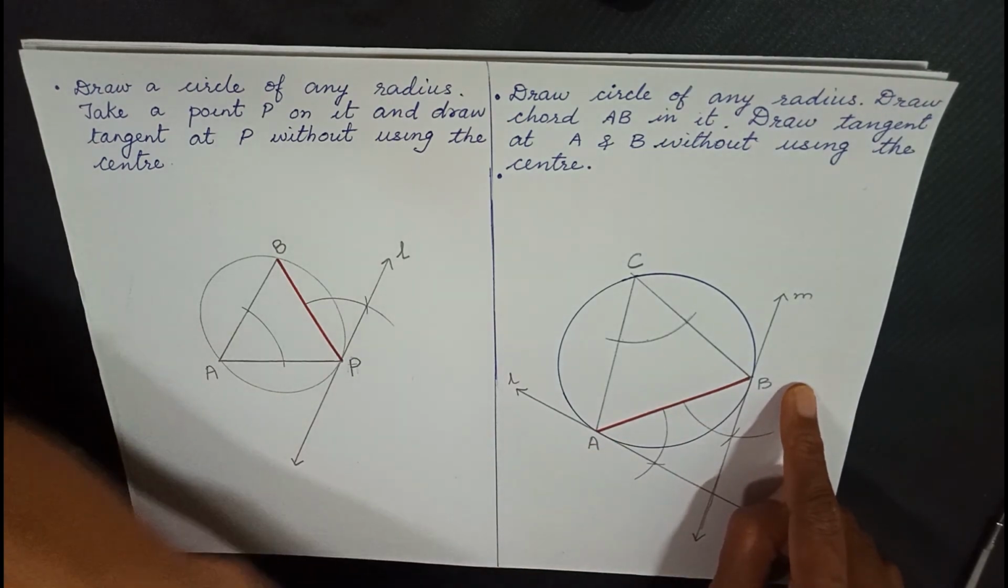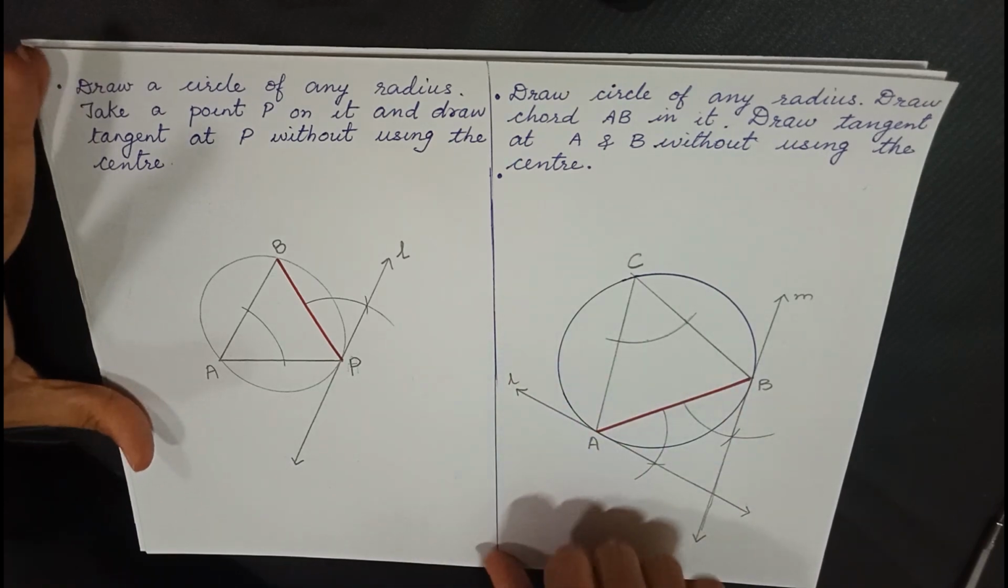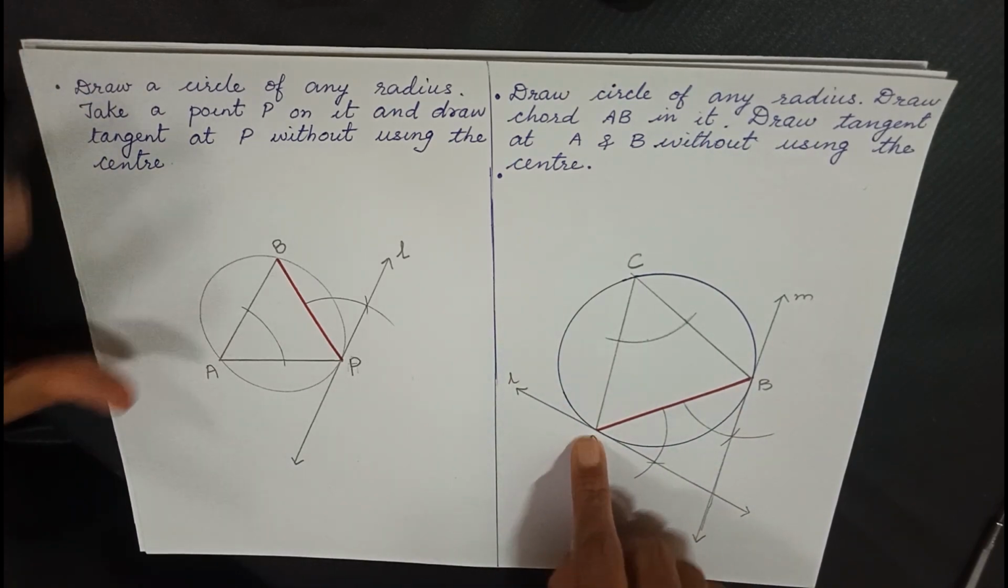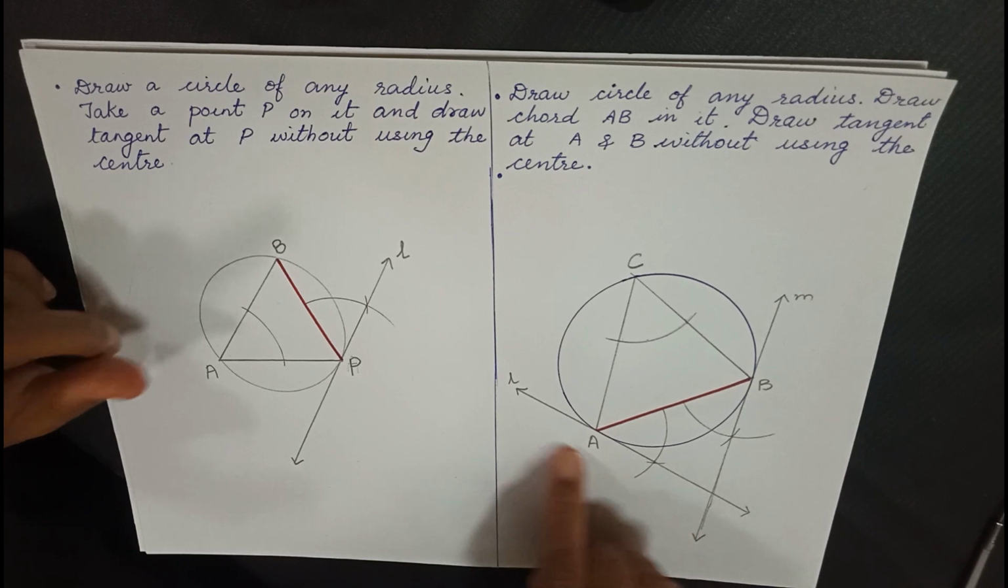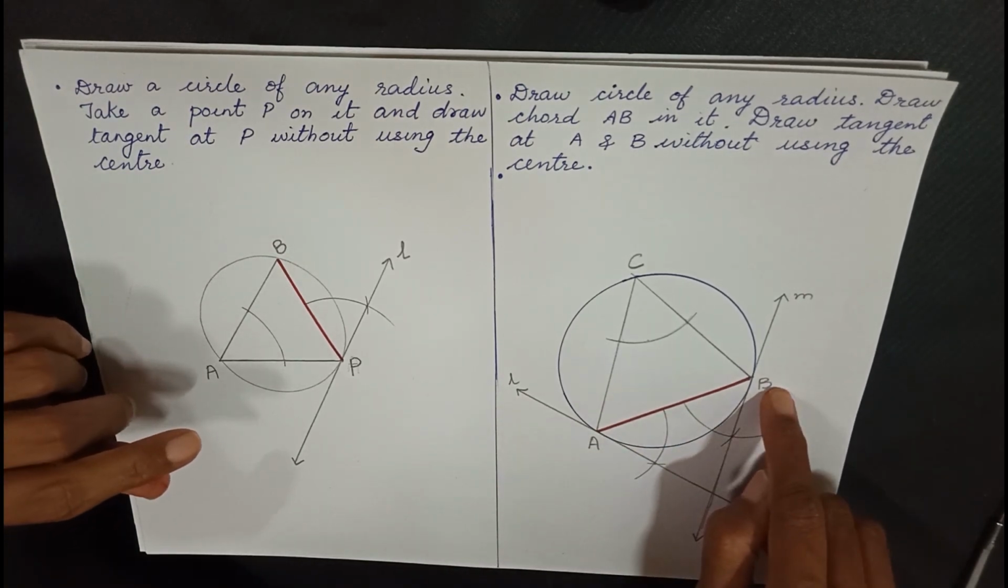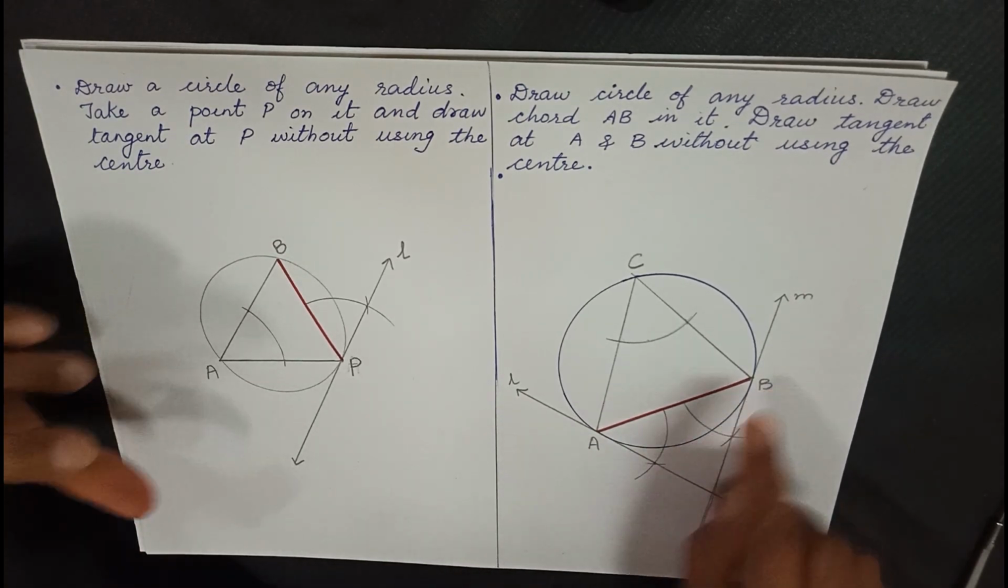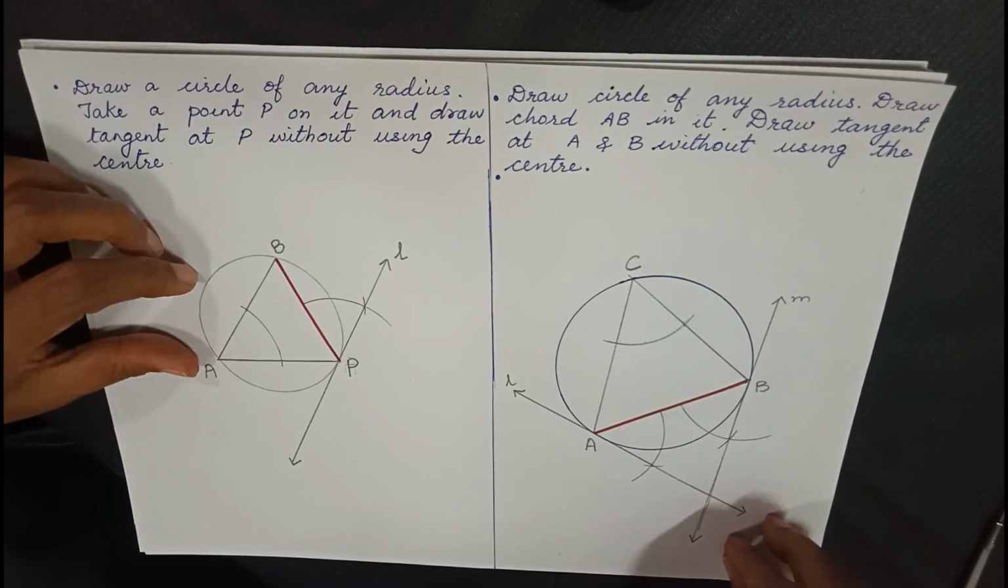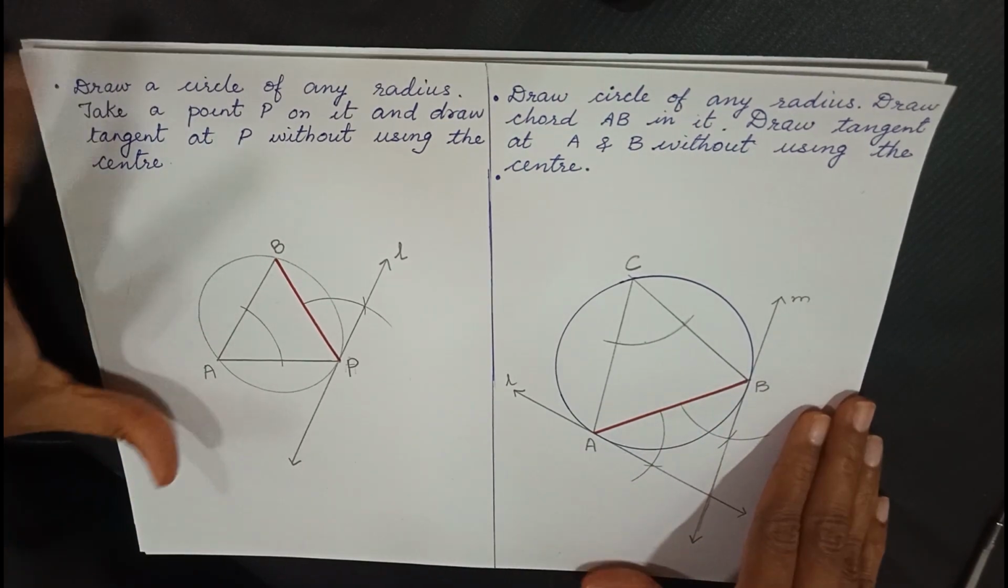So you can see here also, it becomes clear that when the point is on the circle, you can make only one tangent. So you can see we have one tangent at A, one tangent at B. So this is the method how a tangent can be constructed without using the center.